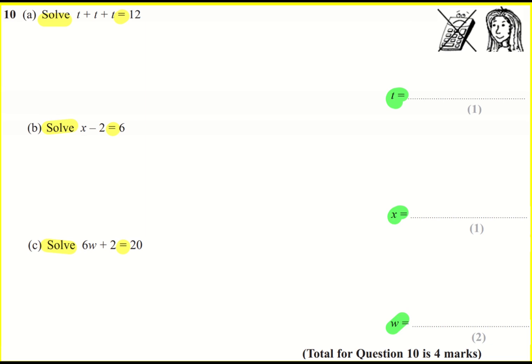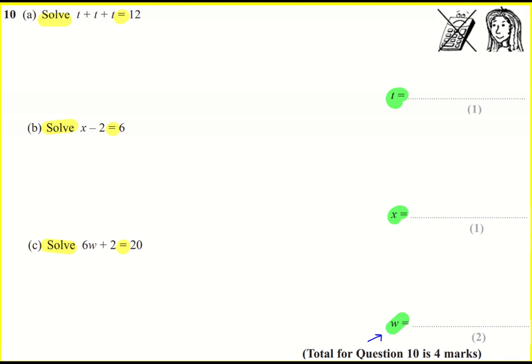So you can see, especially well on this one, there's a lot of stuff in the way of W being on its own. So the aim of solving an equation is to get rid of all those things that are in the way of the letter in order to leave the letter on its own and find the value of it. So let's start with the top one here, part A. So it says solve t plus t plus t equals 12.